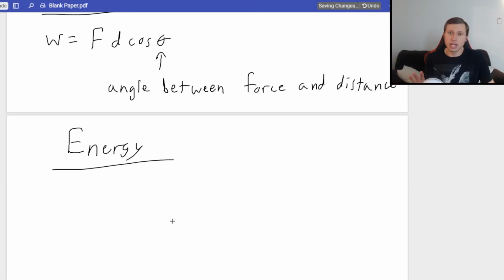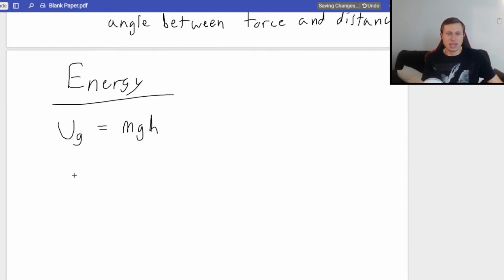There are three kinds of energy that you care about in this class. 1, gravitational potential energy, U sub G. Hopefully you all know this. It's mgh. Then we have kinetic energy, K. That's going to equal 1/2 mv squared. Probably the most famous equation in all of physics, in my opinion, right here.